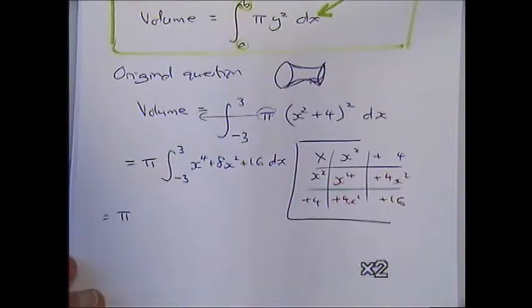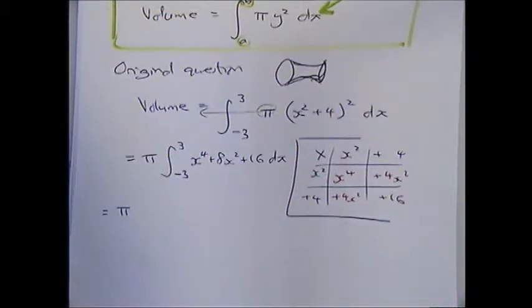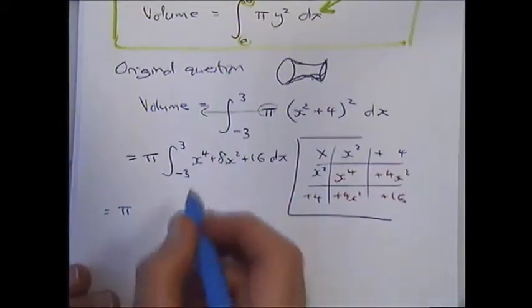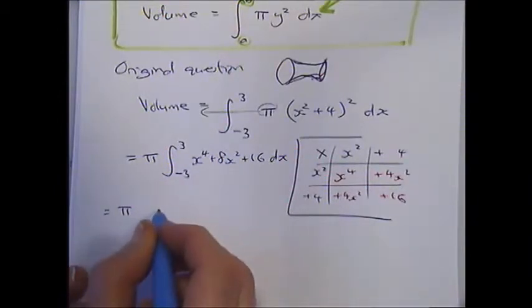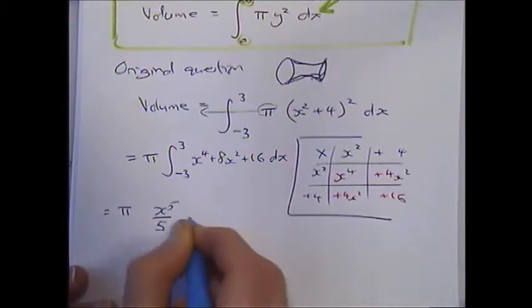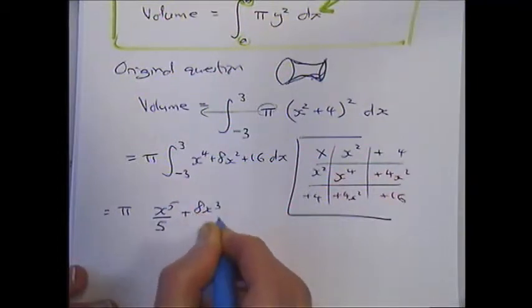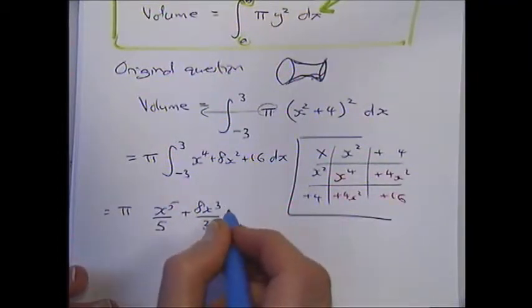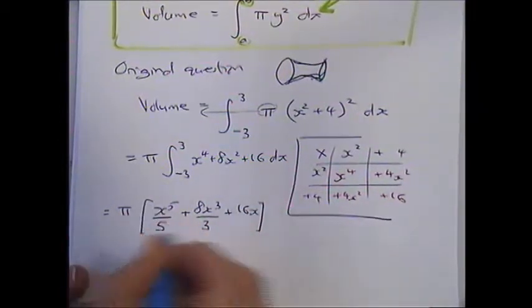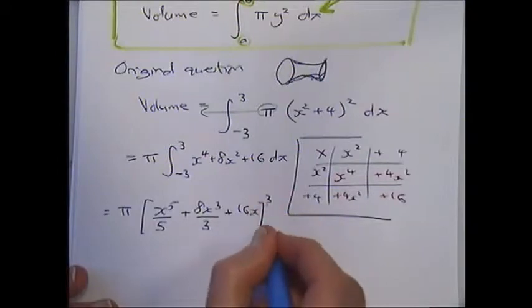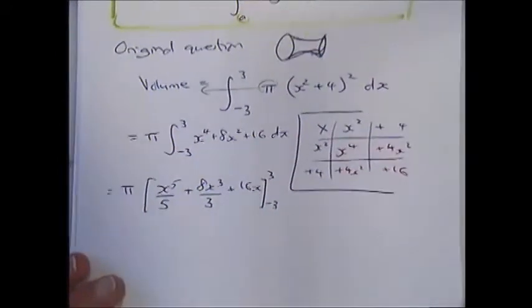Keep the pi outside. Anybody like to do that integration? One of you two at the front? X to the 5 over 5. Add x cubed over 3. Add 16x. Yeah, that's right. Okay. Normal, straightforward integration. Between your limits, do we all know what 3 to the power of 5 is?